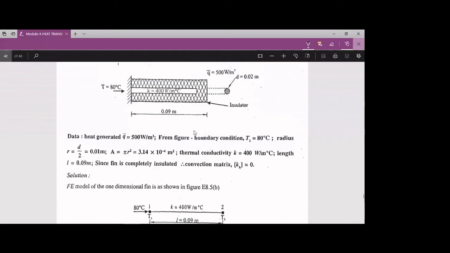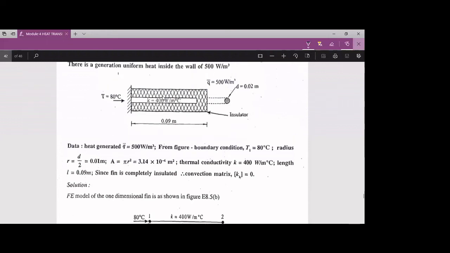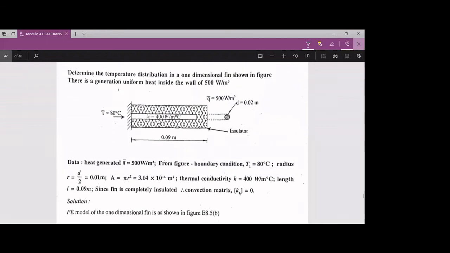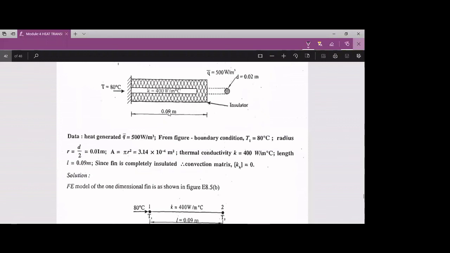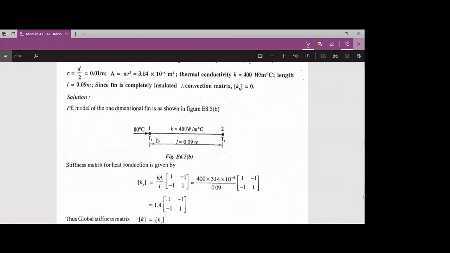Now, the given data: the diameter, heat generation value, heat input value, the length, and also the conductivity value are given. This is modeled as only one element, which consists of node 1 and node 2.